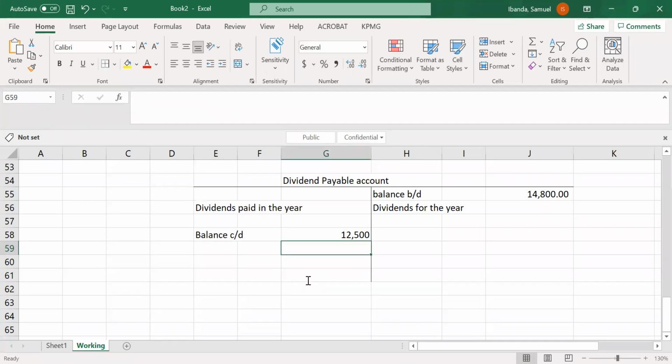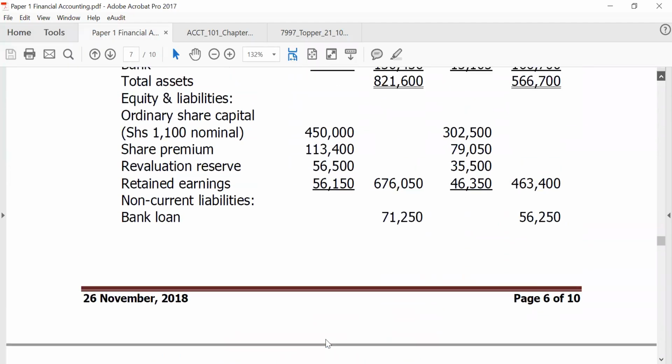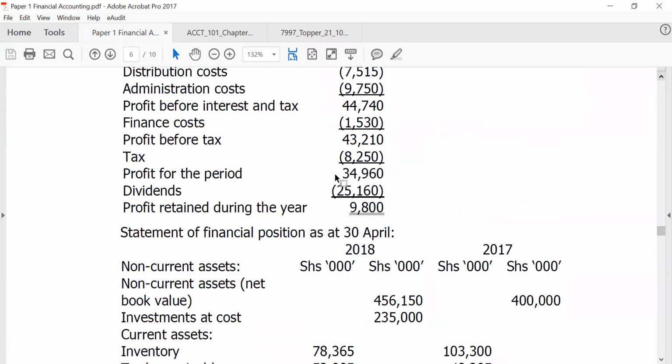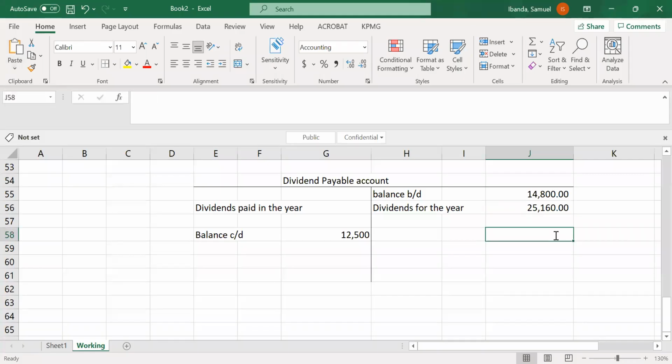Now from our P&L, these dividends that we have in the P&L are the dividends for the year. So I'll put them here. So we started with 14,800 at the start of the year. We had 25,160 as the dividends for the year, and then we closed with 142,500. So it means that the difference is what was actually paid during the year. So for me to determine the difference, I'll just get this total and subtract this one.